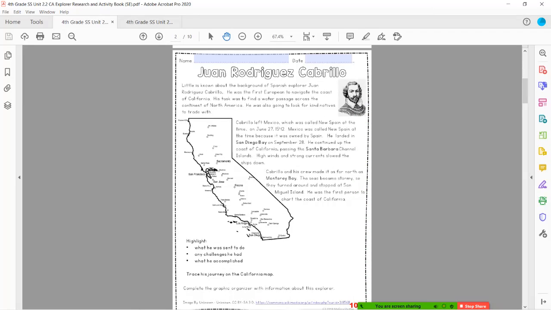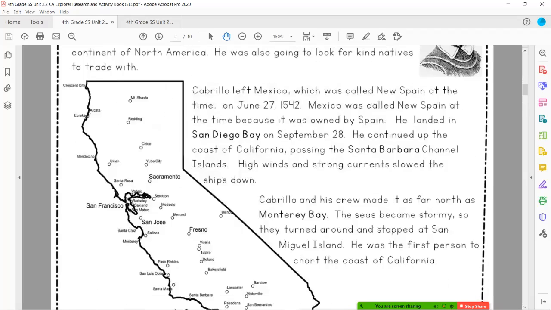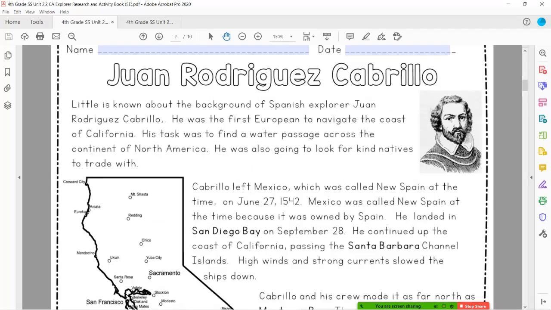Now, the first explorer that we're going to read about is Juan Rodriguez Cabrillo. Little is known about the background of Spanish explorer Juan Rodriguez Cabrillo. He was the first European to navigate the coast of California. His task was to find water passages across the continent of North America. He was also going to look for kind natives to trade with.